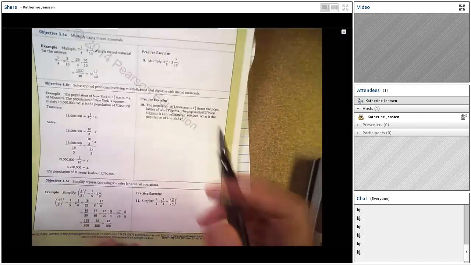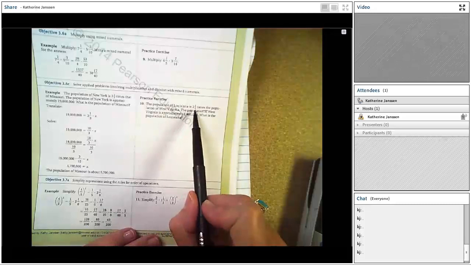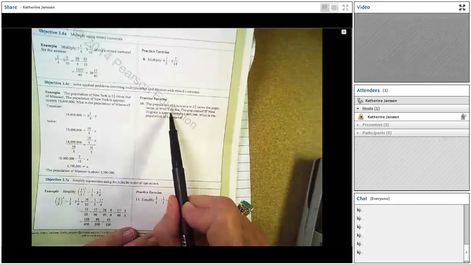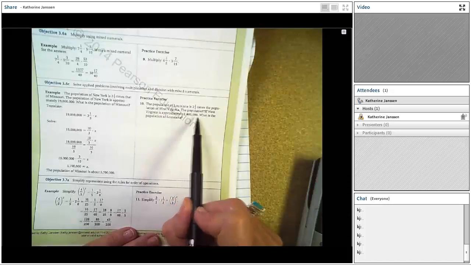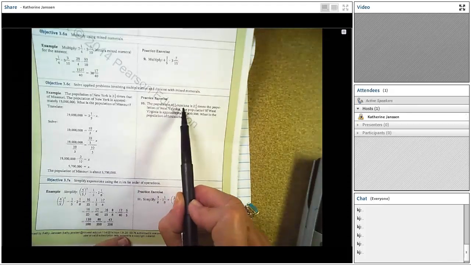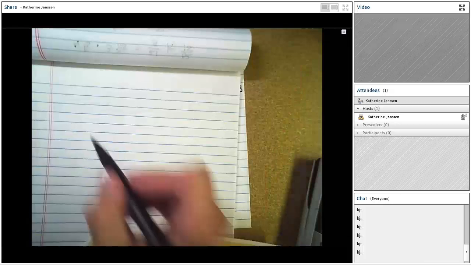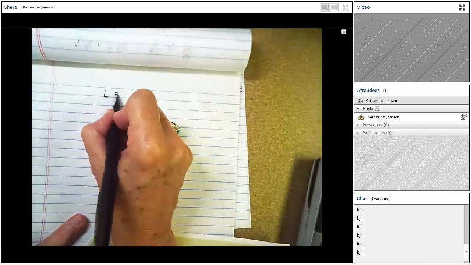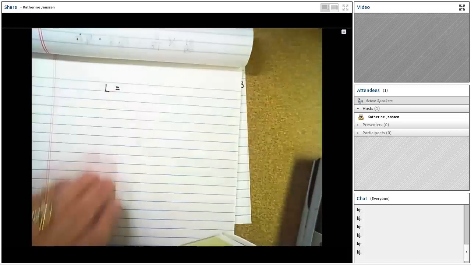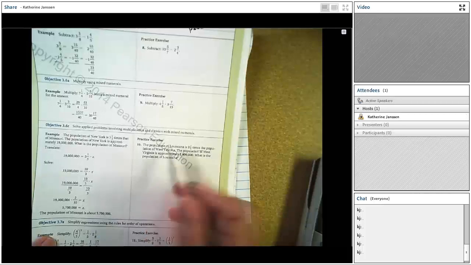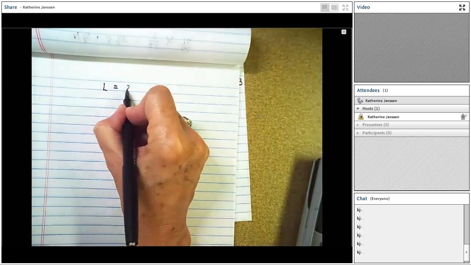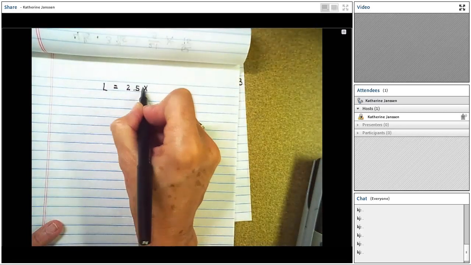Number 10, the population of Louisiana is 2.5 times the population of West Virginia. The population of West Virginia is approximately 1,800,000. What is the population of Louisiana? It says the population of Louisiana is. Remember that equal sign, the key word is means translate to the equal sign. The population of Louisiana is 2.5 times the population of West Virginia. 2.5 would be 2.5 times West Virginia's population.